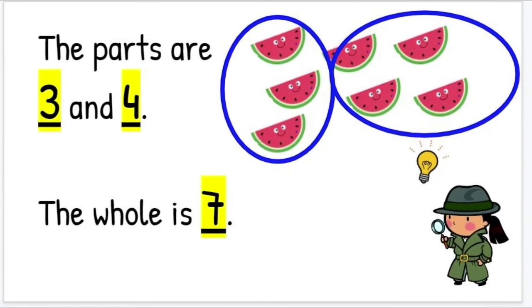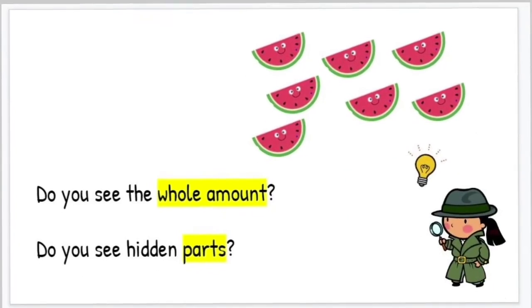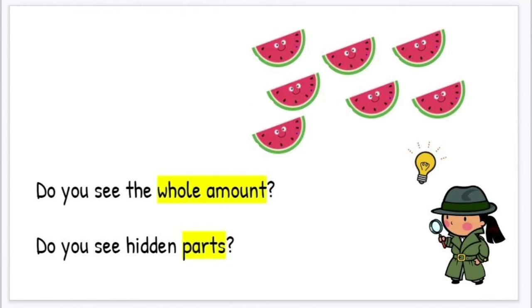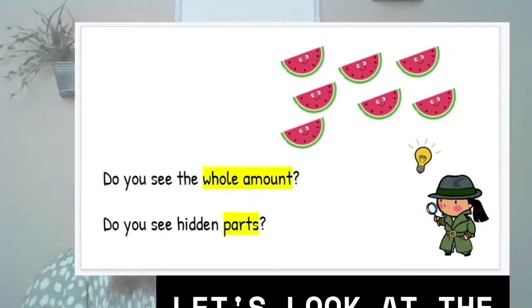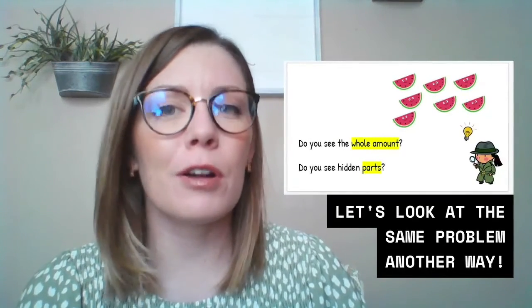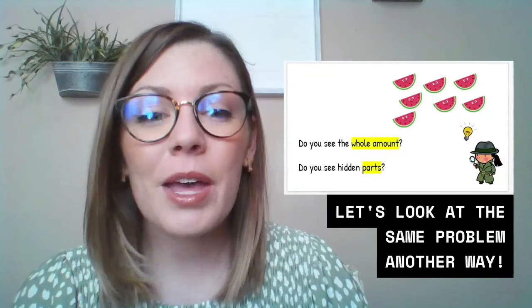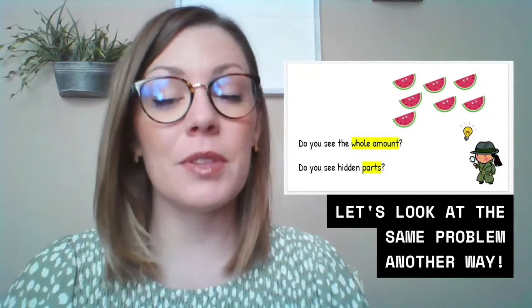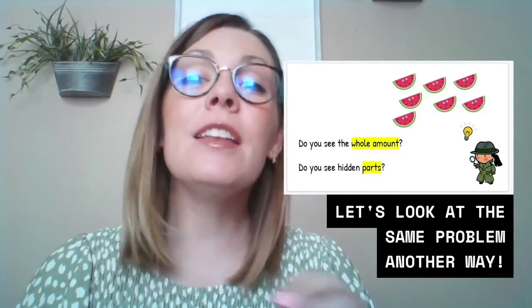Another way to look at that, so here are our watermelon slices organized by circling them. The parts are 3 and 4 and the whole amount is 7. Okay, we're going to take a look at this problem. You might think, Miss Bailey, that's the same picture of watermelon slices. It is, but I want you to look at the same problem another way.